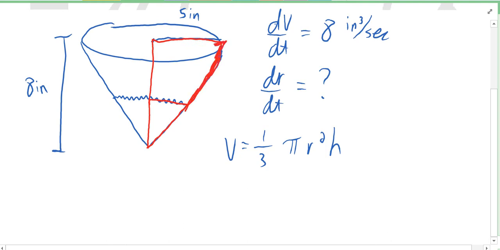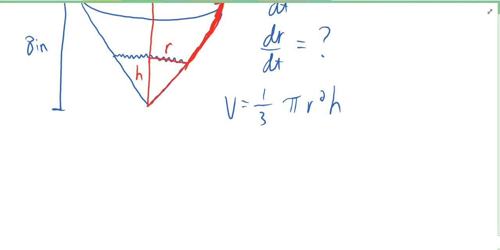All right, stick with me. There you go. And we know that the dimensions of the big triangle are 5 and 8, and the dimensions of the little triangle are changing. So we give those variables. But what must always be true, regardless of the volume in the tank, is that r over h must equal 5 over 8.